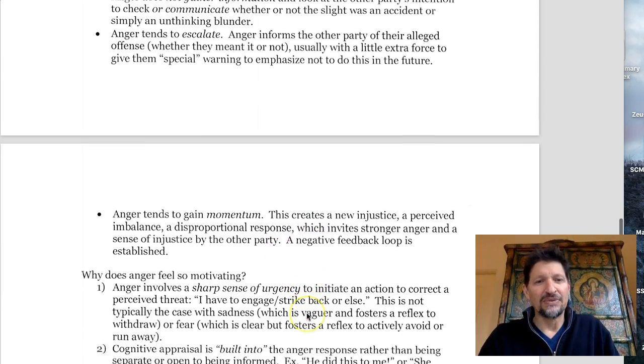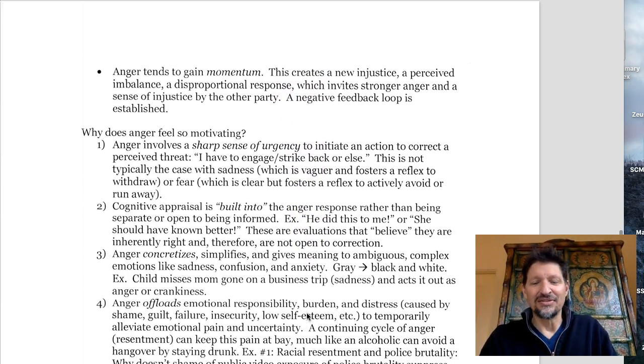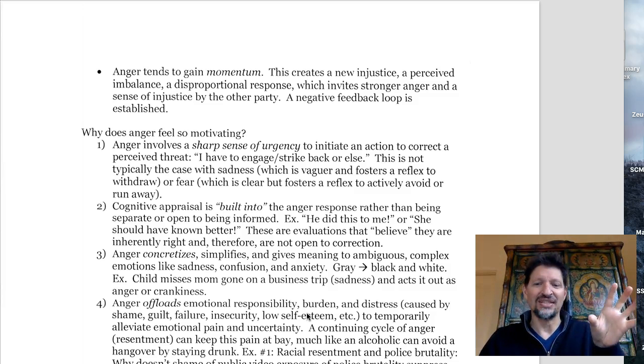So again, I'm not doing anything new here in some ways, but it is a little unique because academic readings don't actually get into the chemistry and operation of these emotions.